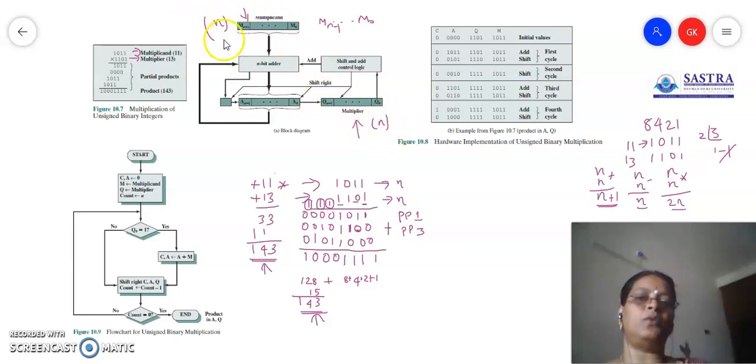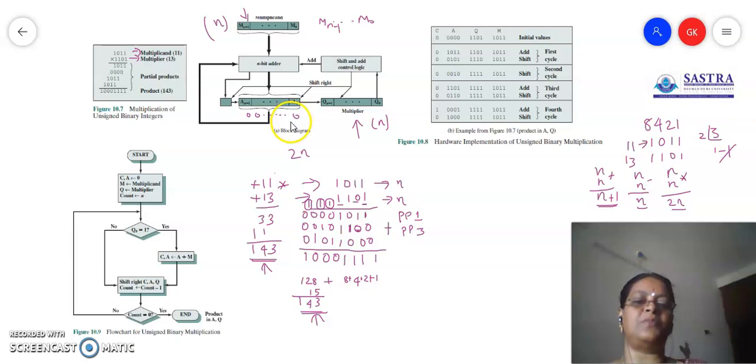If I multiply two n bit numbers, as I already told, the product could become 2n bits. Since the product can become 2n bits, I need one more register. So I have a register referred to as the accumulator, an n bit register. To start with, this n bit accumulator will be initialized with zeros because we don't have anything here.